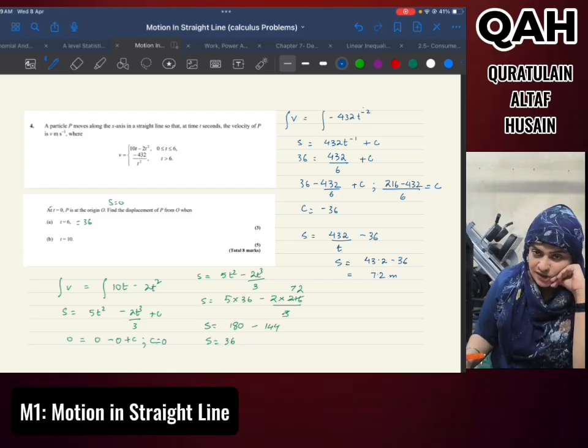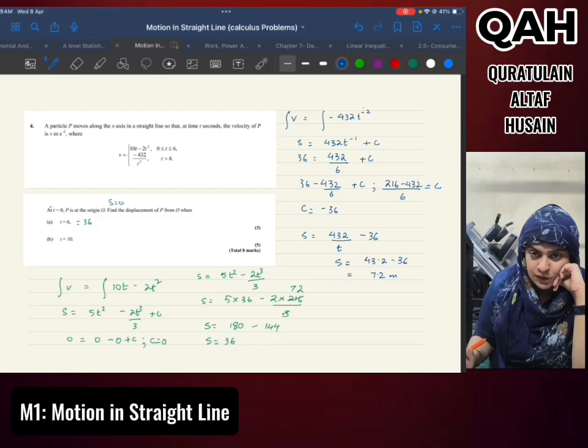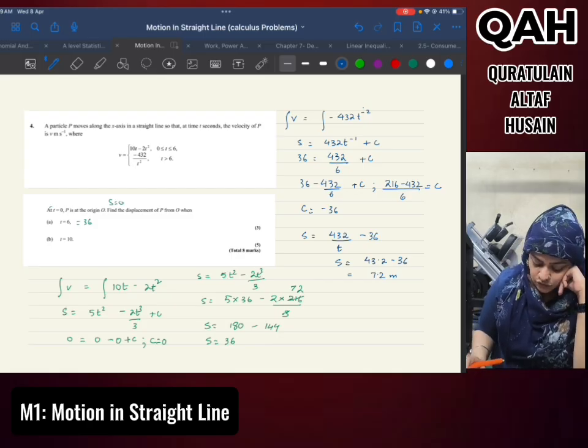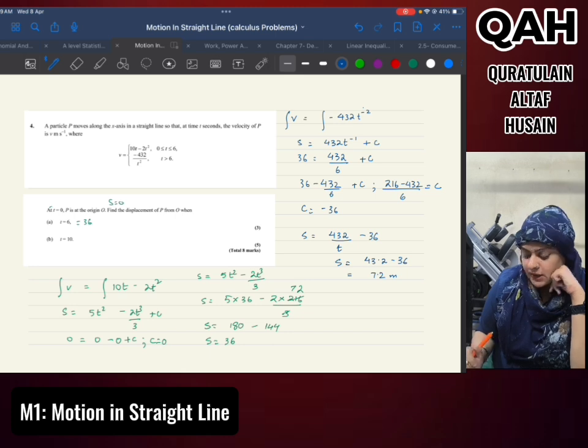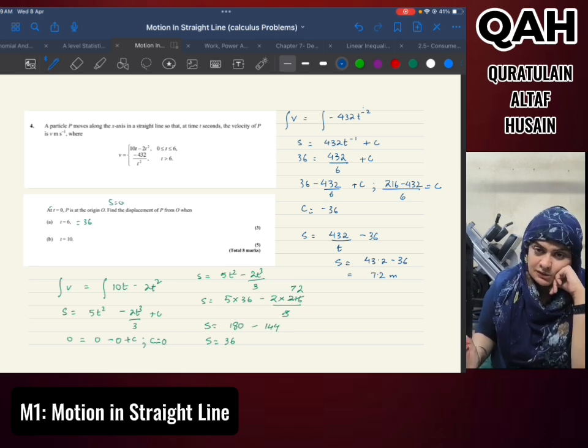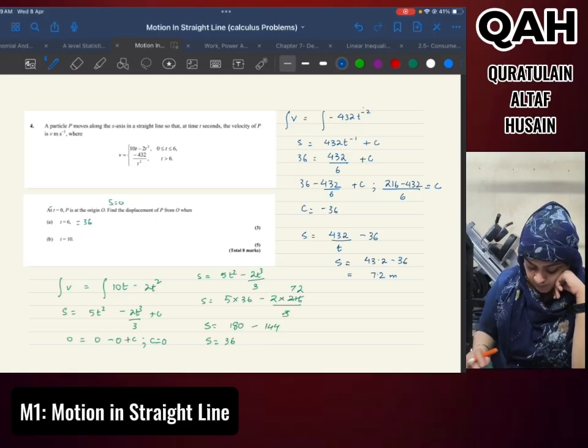Right? This was a simple question, but questions are not that simple in this topic, right? So let's have a look at a more complicated question where we are going to apply limits in integration, and I will tell you why.